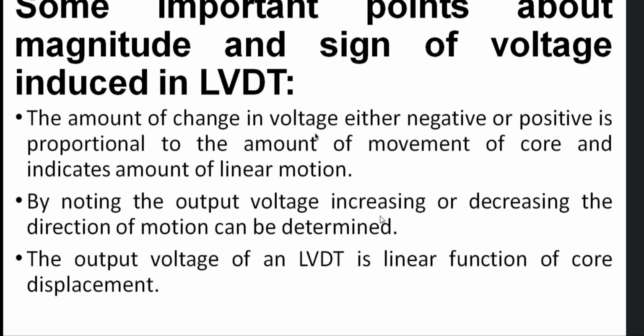Some important points about the magnitude and sign of the voltage induced in the LVDT. The amount of change in voltage, either negative or positive, is proportional to the amount of movement of the core and indicates the amount of linear motion.